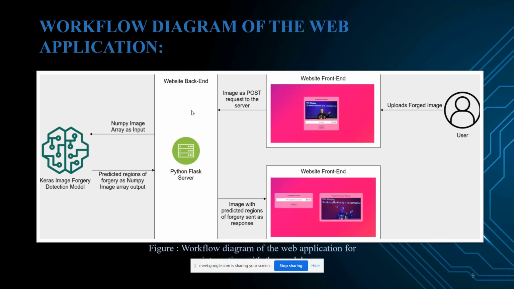Coming to the workflow, we are using a web interface developed for interacting with the trained model. It uses a Python backend with an API endpoint server built using the Flask framework. The server listens to any POST request made on the API endpoint with an image. The POST request is made using an HTML, CSS, JavaScript front-end interface. The Keras model with the TensorFlow backend accepts the uploaded image as a NumPy array and outputs the NumPy image array with localized regions of forgery highlighted. Then the output is sent back to the front-end as a response by the server.